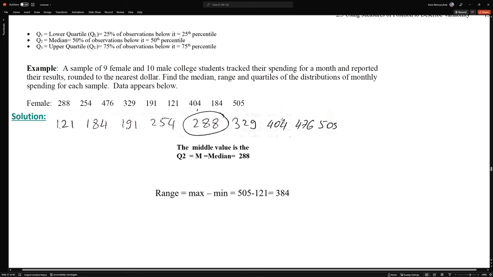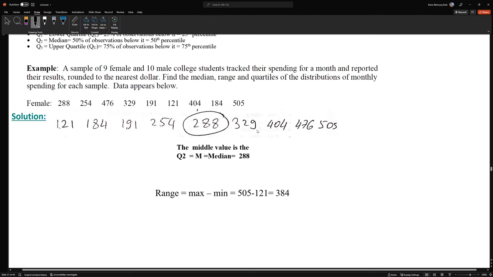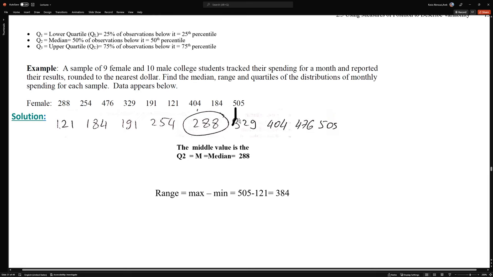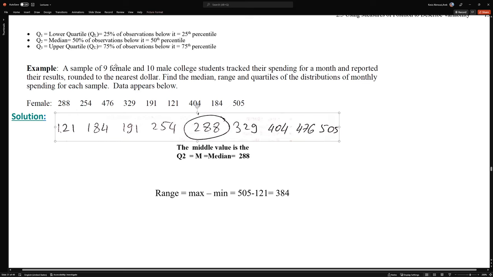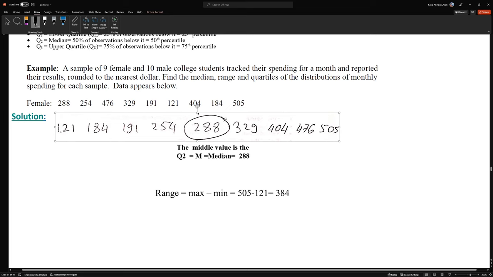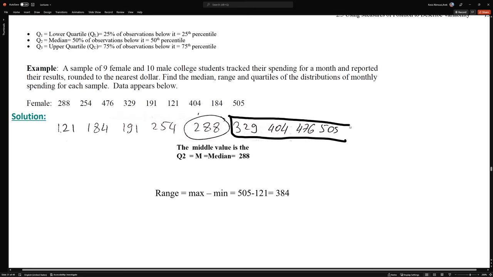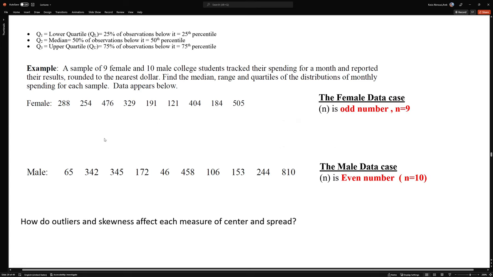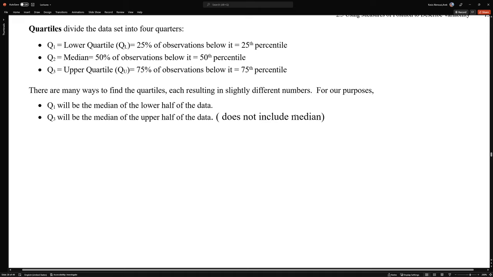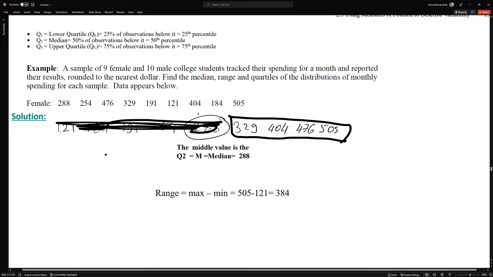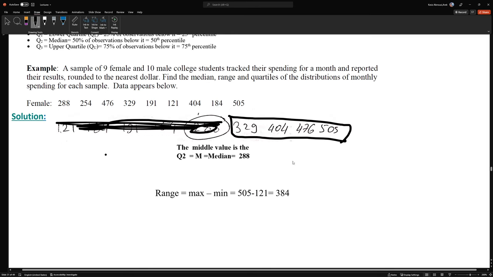Then we want to find the median of the upper half, which is over here, without including the median. We want the median of the upper half of the data without including the median. That's what quartile 3 means. So you can pause the video and calculate it.